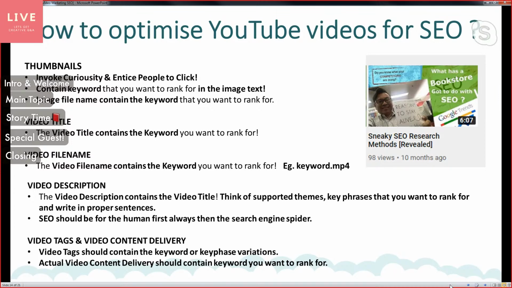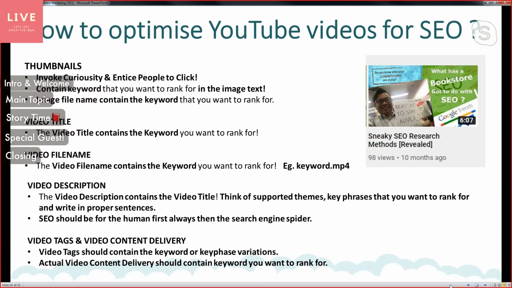The next thing you need to look at is the video title must contain the keyword that you're trying to rank for. Okay, and we will show you one effective research method on how you can get this. This is real life practical experience on how I was able to rank some of my videos on YouTube.